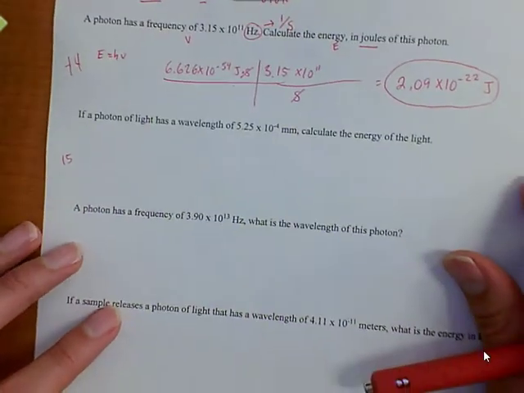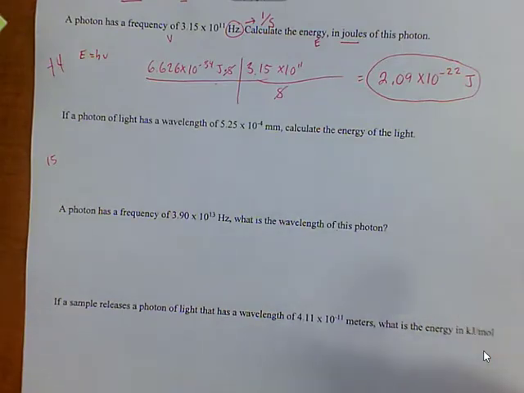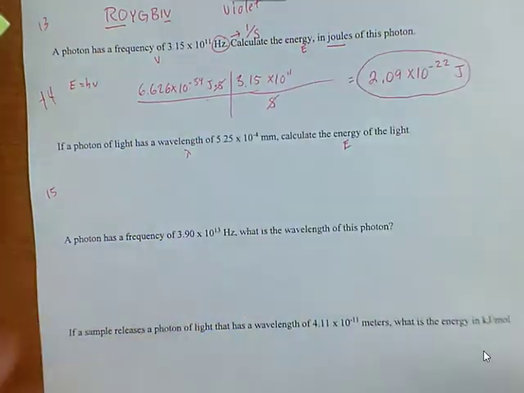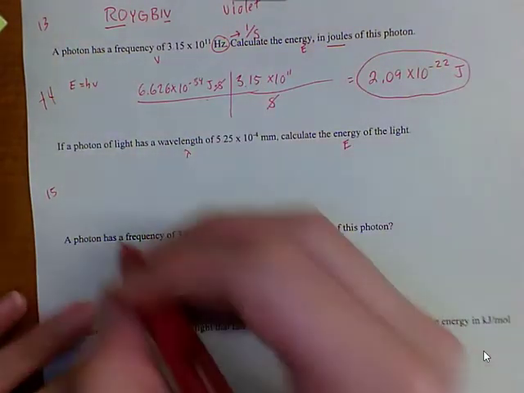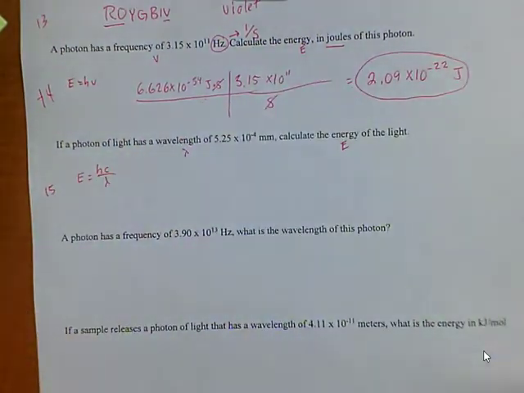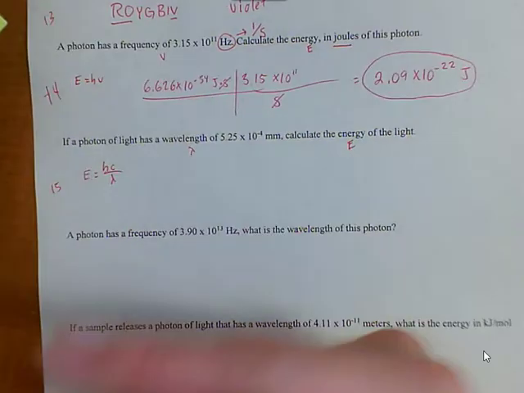Moving on. A photon of light has a wavelength of 5.25 times 10 to the negative 4 millimeters. Calculate the energy. Okay, so this has energy in it, and this has wavelength. There's only one equation that has both of those. E equals hc over wavelength. I'm solving for energy, so I don't need to change the formula, so this is it.